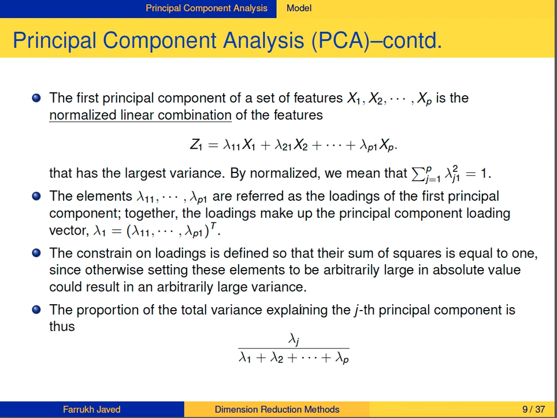The proportion of total variance explained by the jth principal component will be lambda j divided by the sum of all the loadings together.